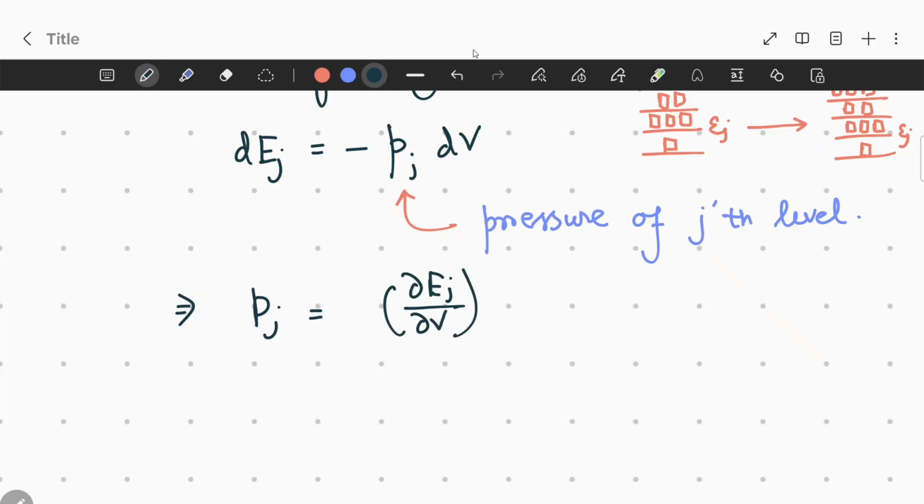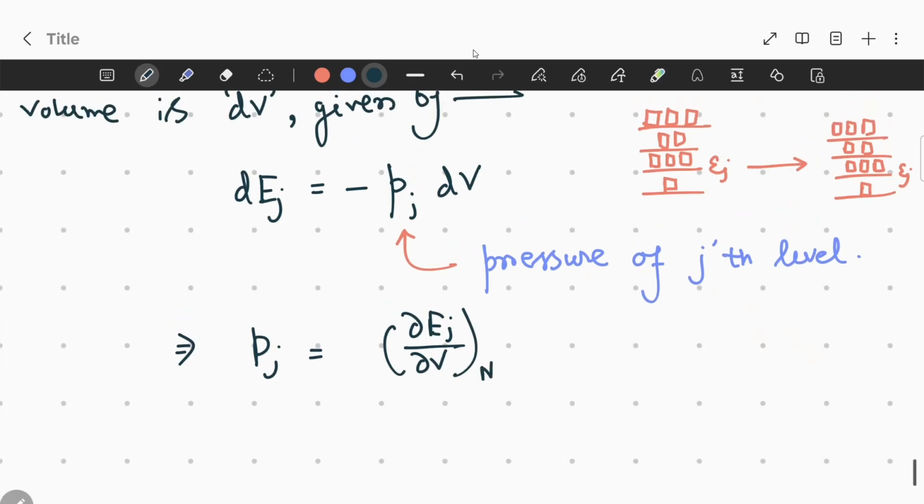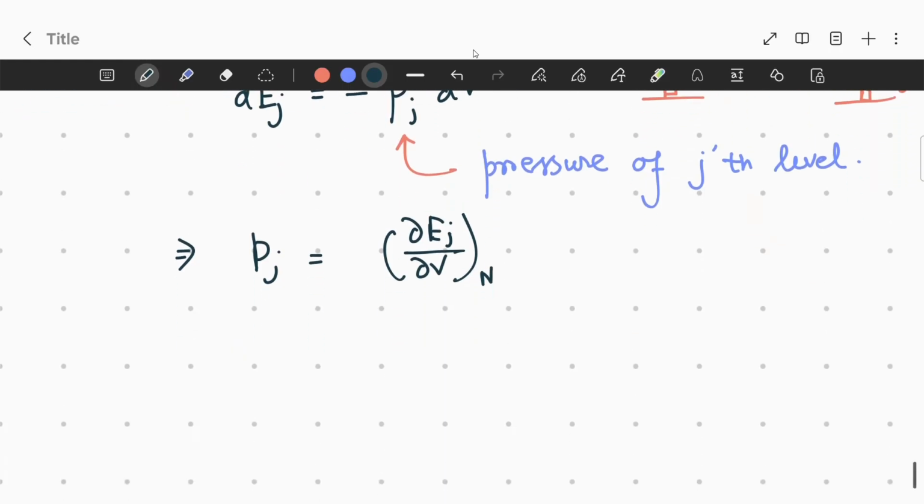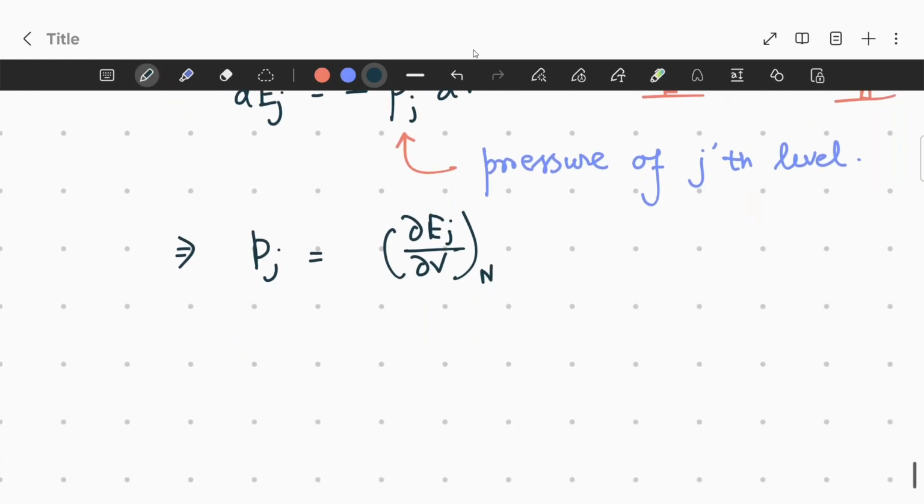But the number of particles is fixed. The number of particles is not changing. For any level, the number of particles is not changing. So what can you write? Only work done is there. No heat is exchanged. We are discussing only the work done case.